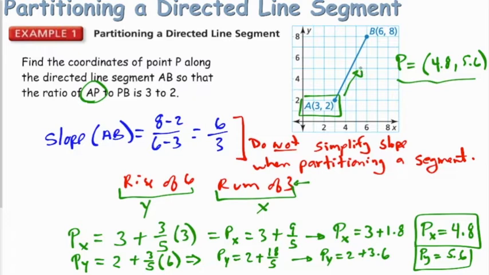And if we try to plot this on here, 4.8 is almost at 5, and 5.6. We're going to go up 1, 2, 3, 4, 5, a little bit past a half, and that's the approximate location of point P. And we should see that AP looks like it's a little bit bigger than BP.